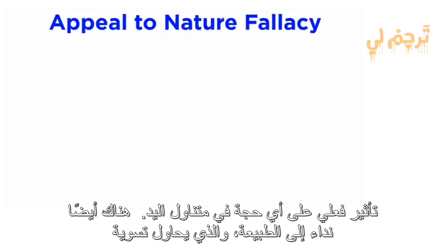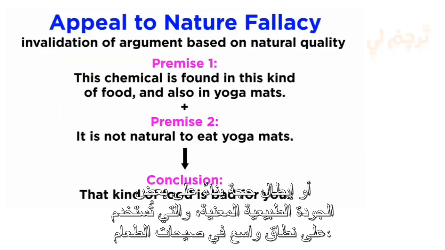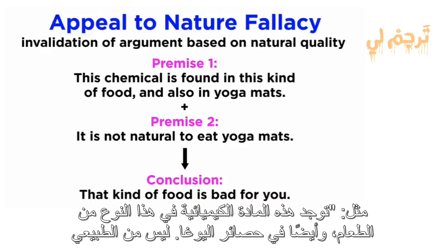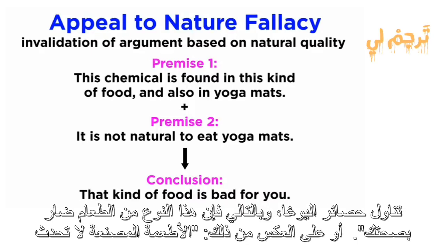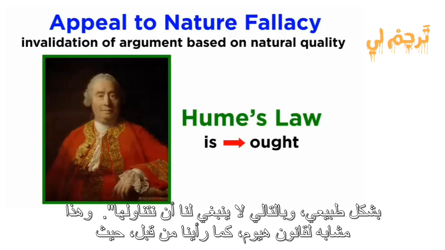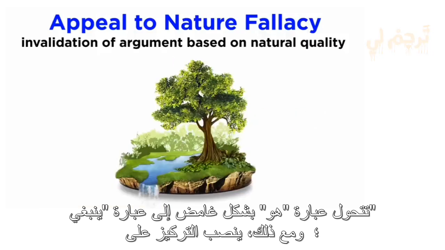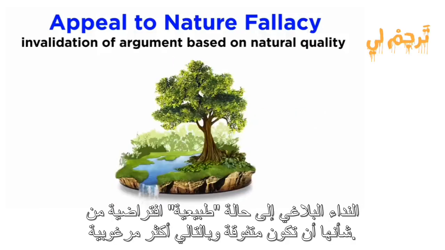There's also the appeal to nature, which attempts to settle or invalidate an argument based on some natural quality involved, widely used in food fads, such as, this chemical is found in this kind of food and also in yoga mats. It is not natural to eat yoga mats, thus that kind of food is bad for you. Or conversely, processed foods don't occur naturally, thus we should not eat them. This is similar to Hume's law, as we've seen before, where an is statement mysteriously becomes an ought statement. However, the focus is on the rhetorical appeal to a hypothetical natural state, which would be superior and thus more desirable.